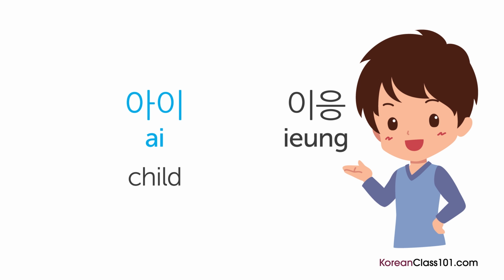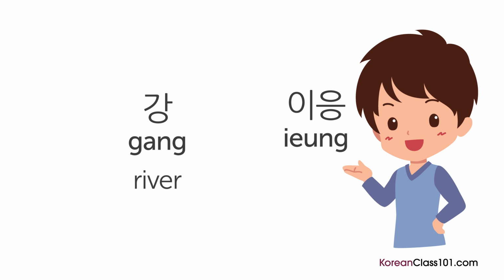Let's take the word 아이, which means child. In this word, the 이응 in each syllable works as a placeholder and only the vowels are pronounced. Another example is the word 강, which means river. Please note that in this case, the 이응 is at the end, so the word 강 ends with an ng sound.